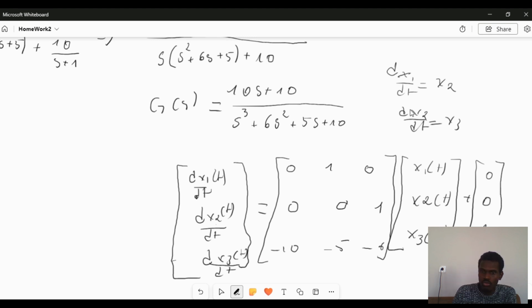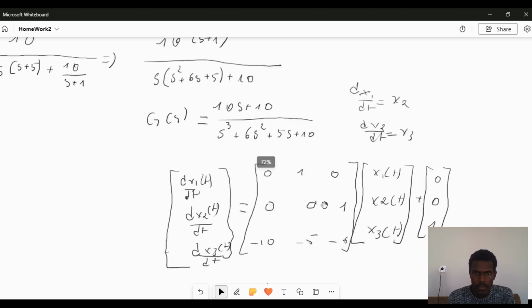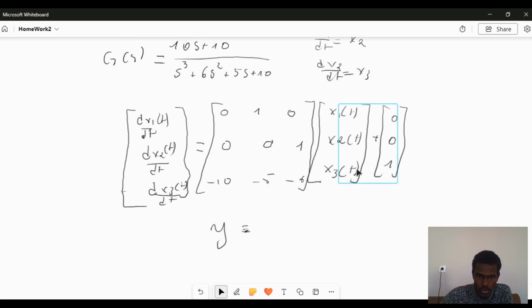For this one we can say y(t) is equal to the numerator part of the transfer function. In our case we have only 10S plus 10 and 0, so we can say y(t) is equal to [10 10 0] x(t).